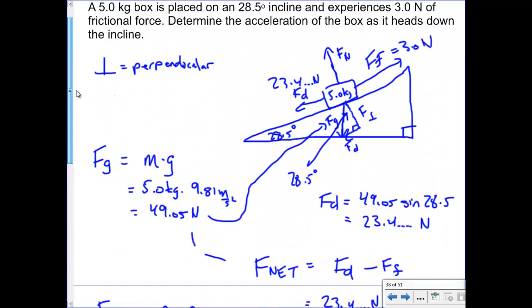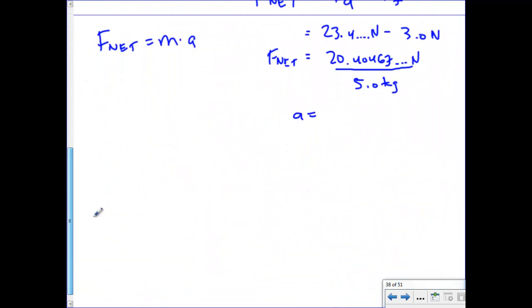So I got 4.08. I only get 2 sig digs though. So I got 4.1 meters per second squared, and then say down the incline. That might be the best way of putting it.